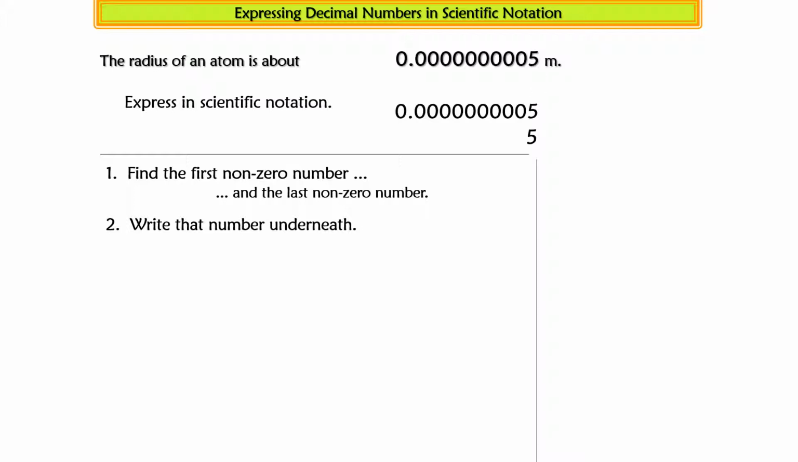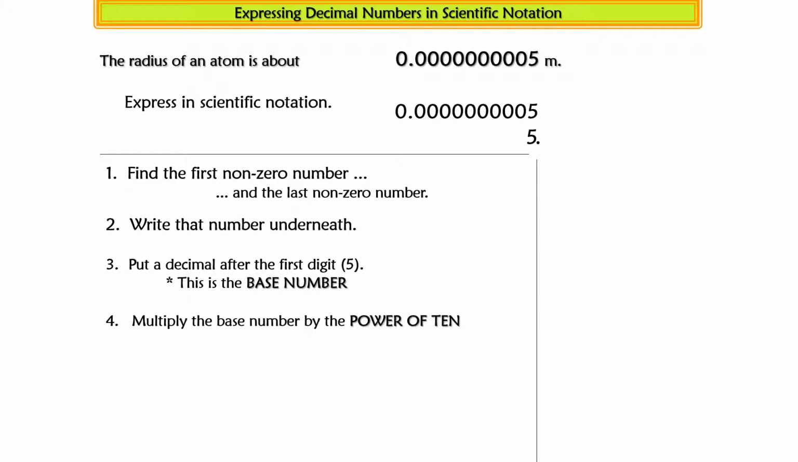Next step is that we're going to write a decimal point after the first digit. Now, in this particular case, this is not going to end up being necessary, but as a good force of habit, let's go ahead and do it anyway. Now, scientific notation consists of two parts. There's a base number, and then there's a power of 10. So we're going to take that base number of 5 and multiply it by a power of 10.